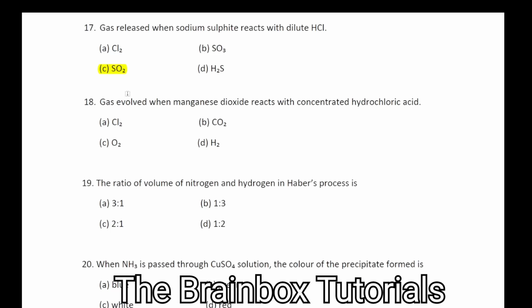Now moving on to number 18, gas evolved when manganese dioxide, that is MnO2, reacts with concentrated hydrochloric acid. The gas, remember, greenish yellow gas is evolved. So this is a hint for you. Now let us see which one is greenish yellow gas. Option A, Cl2, that is chlorine gas. Option B, CO2, carbon dioxide. Option C, O2, oxygen gas. Option D, H2, that is hydrogen gas. And the correct option is A, Cl2, that is chlorine gas.